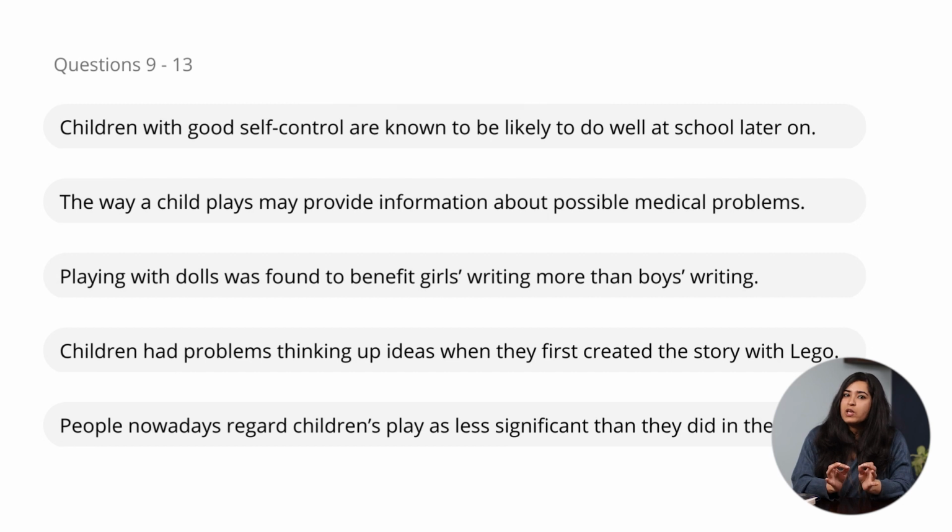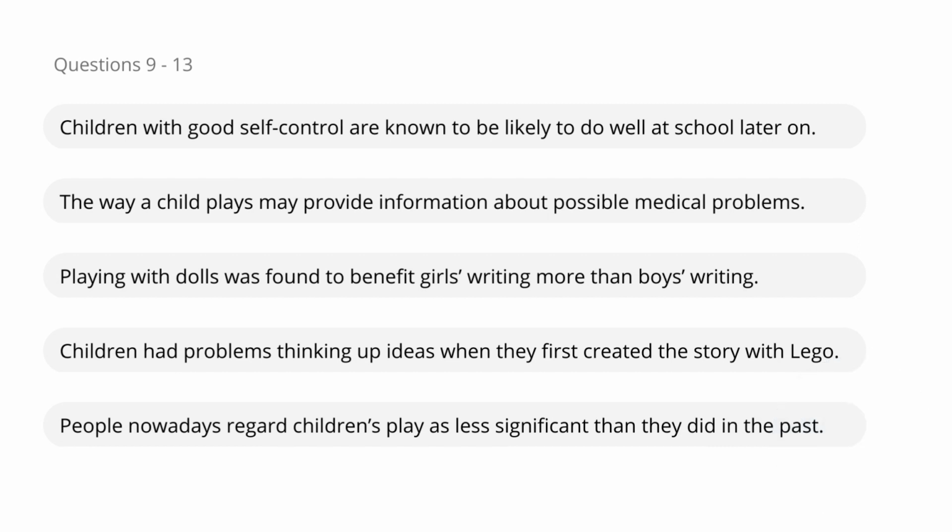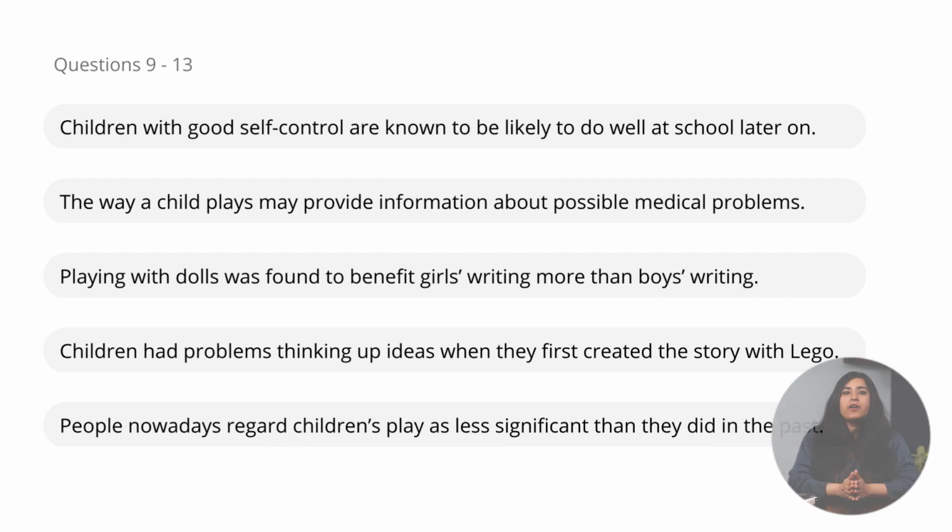I'll emphasize the key words as well. Number 9. Children with good self-control are known to be likely to do well at school later on. The way a child plays may provide information about possible medical problems. Playing with dolls was found to benefit girls' writing more than boys' writing. Children had problems thinking up ideas when they first created the story with Legos. And last but not least, number 13, people nowadays regard children's play as less significant than they did in the past. Alright, now on to finding the answers.